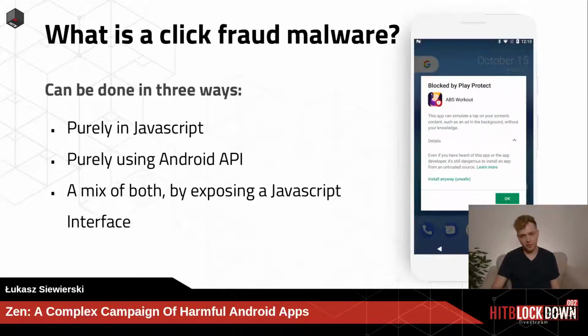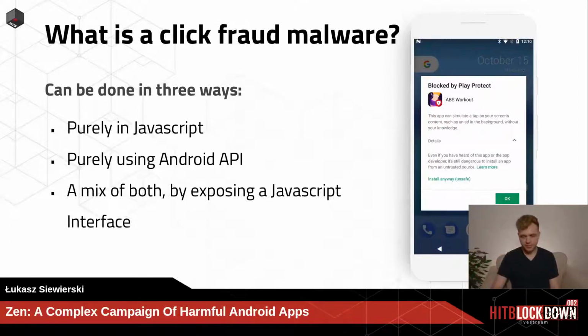It can also be a mix of both, and it's a mix of both when the app is exposing a JavaScript interface. A JavaScript interface is a way for a website to use JavaScript to call a Java method that's implemented in the app itself. So the app exposes a JavaScript interface. The JavaScript code calls a method that's exposed using the JavaScript interface, and then Java code is executed on the Android. And that Java code can, for example, simulate a click on an ad. And that way the attacker gets some information from the website, and based on that information, they can click on an ad.